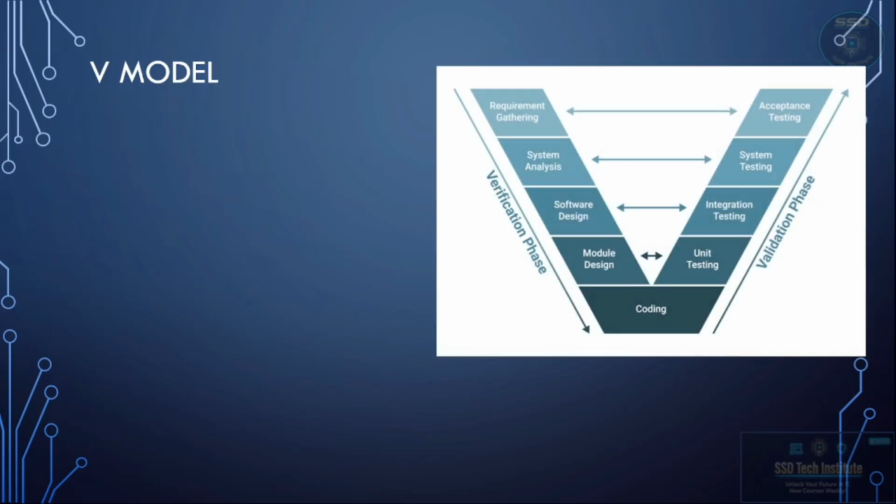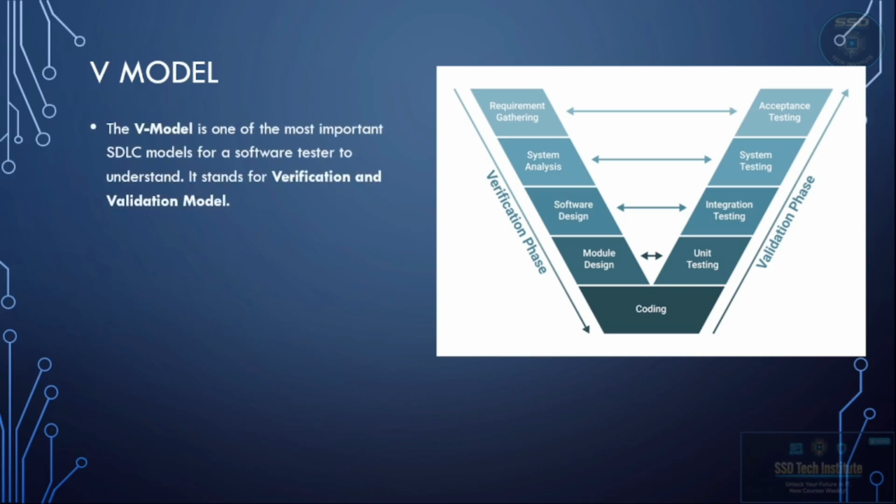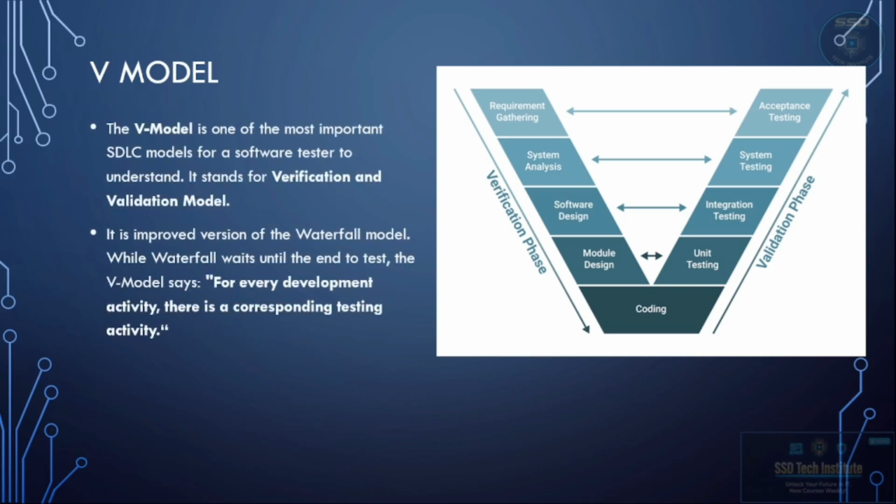Now we are moving on to one of the most critical models for any software tester to master, the V model. If you are planning a career in testing, listen closely to this one. The V model stands for the verification and validation model. Think of it as a much stricter and more disciplined version of the waterfall model. In the waterfall model, we wait until the very end to start testing. But the V model changes the game by saying that for every single development activity, there must be a matching testing activity.